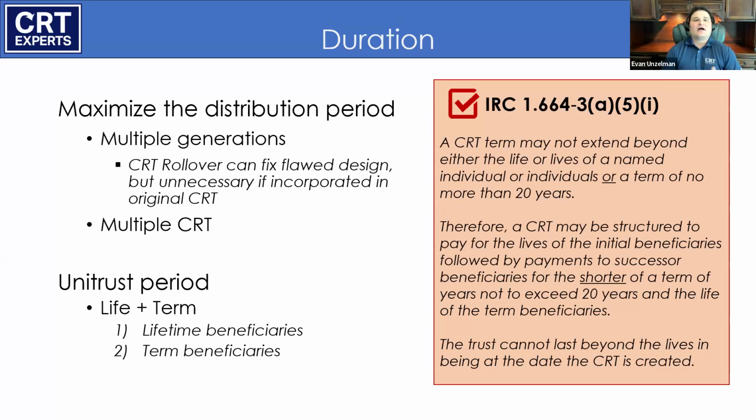So let's talk about how we maximize the duration. Ultimately, what we're up against when it comes to maximizing the duration is the 10% remainder test. That is, when I set up a CRT, the value that the IRS projects will go to charity must be equal to at least 10% of the present value of the property that I donate to the CRT. The two key factors here are the ages of the income beneficiaries and the payout rate of the trust. So to maximize duration and the number of income beneficiaries, we're usually going to set the CRT's payout rate at 5%, which is the minimum required rate.